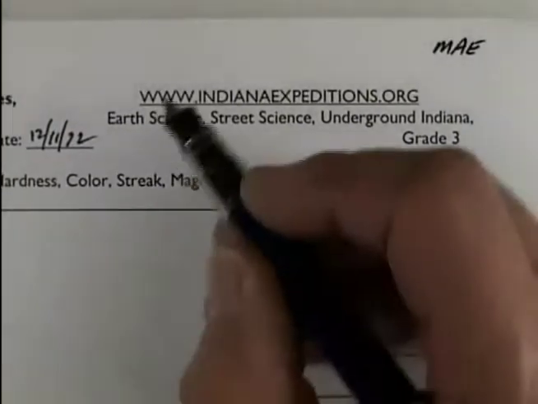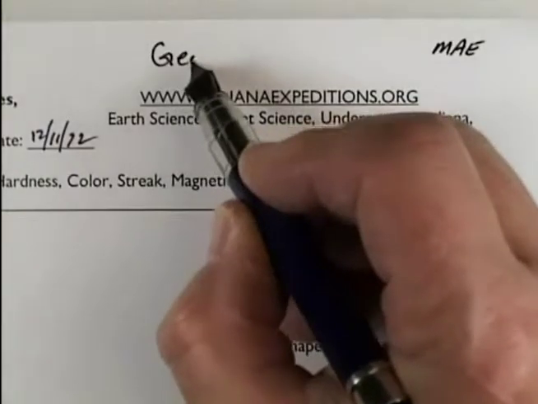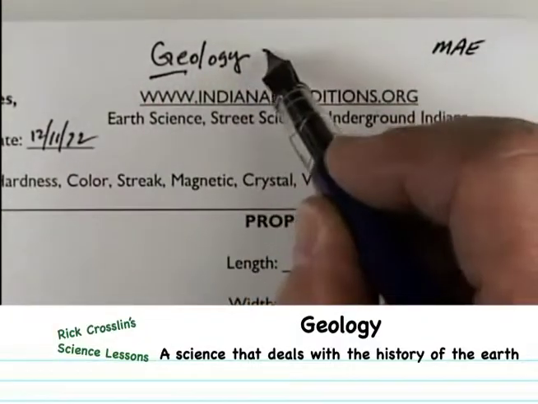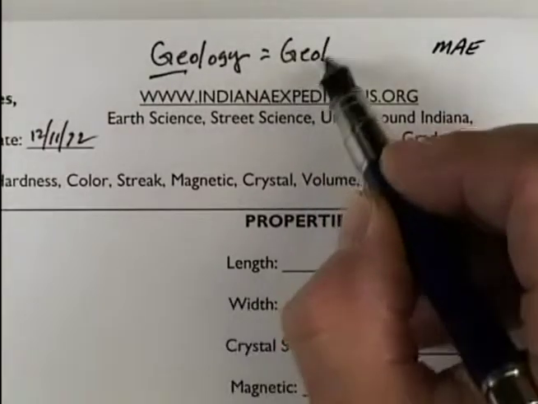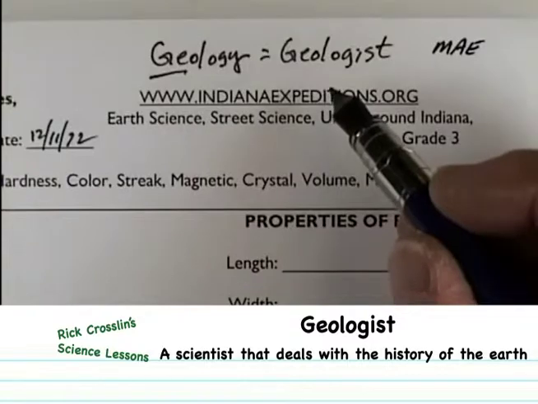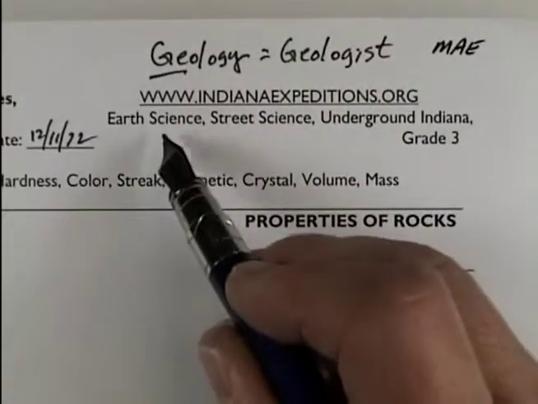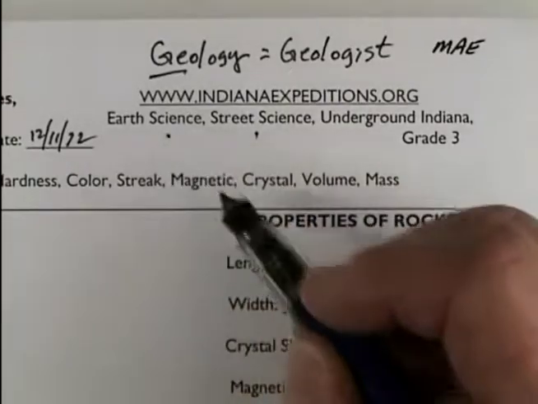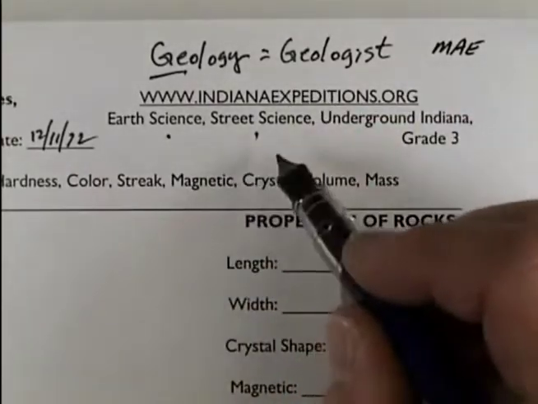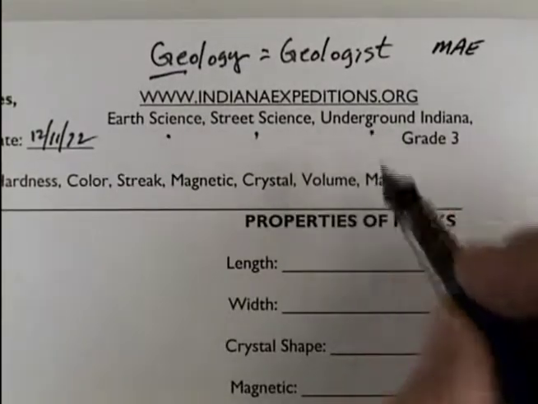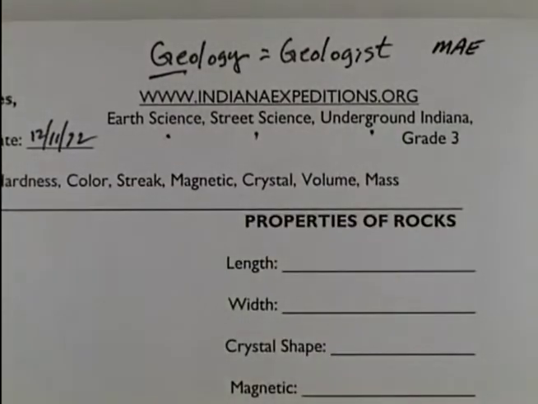Now, there's a website here where I have 3 different shows that have to do with rocks and minerals. These are geology shows. Geology is the study of geo, the earth. And today you're going to be a geologist. That is a scientist that studies rocks and the earth. One show is called Earth Science. I have another show called Street Science, where we explore downtown and see how buildings are made with some pretty interesting minerals and rocks. And then we go deep underground to Underground Indiana. So these are some of the shows you can watch.